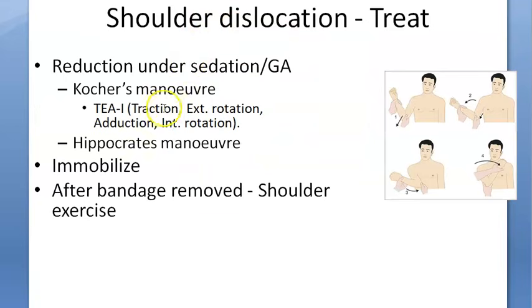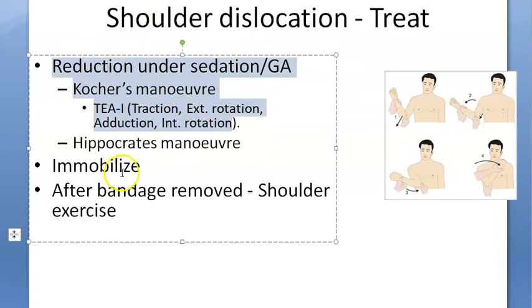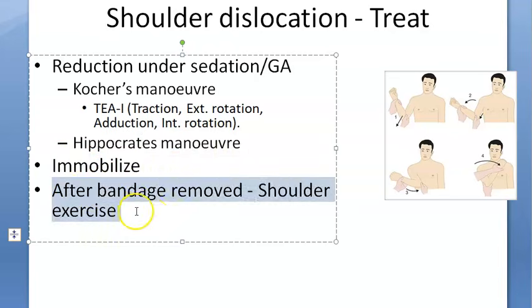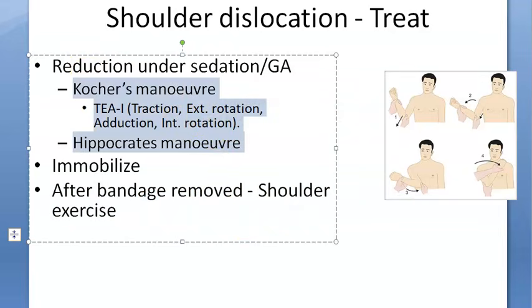So treatment of shoulder dislocation, guys, you'll have to reduce the dislocation, right? Reduction you should do. Then you have to immobilize, you put splint, cast, all those. And then after you remove the bandage after a few weeks, then you can allow for shoulder exercise, right? So in reduction there are two ways. They're talking about Kocher's maneuver. And then you have this Hippocrates maneuver. Let us look at this Kocher's maneuver first.